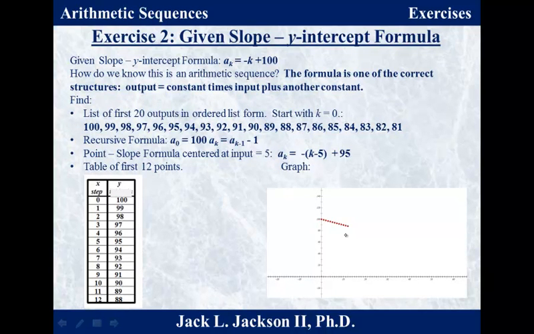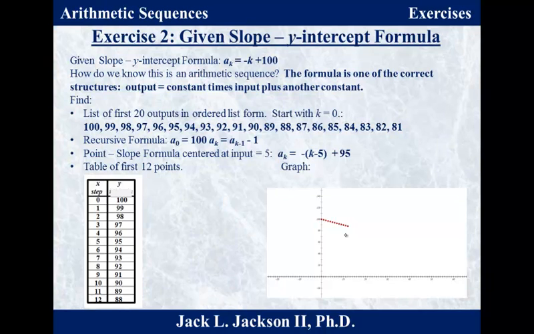Well, we see this is one of the correct structures: output equals a constant times input plus another constant. That is exactly the slope y-intercept formula for an arithmetic sequence. And so we could work out the formula if you plug in. This one actually starts with k equals 0. So a sub 0 equals the opposite of 0 plus 100, which is 100. So (0, 100) is your first term. Then you plug in 1, you get negative 1 plus 100 is 99. You plug in 2, that's negative 2 plus 100 is 98, and so forth.